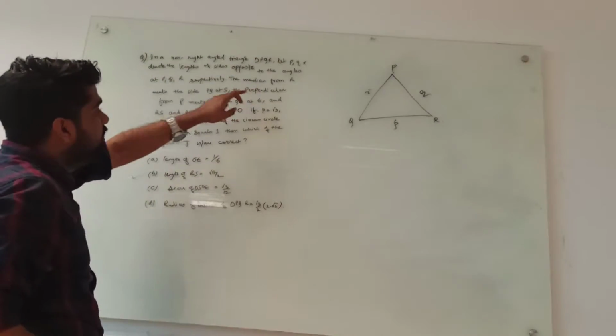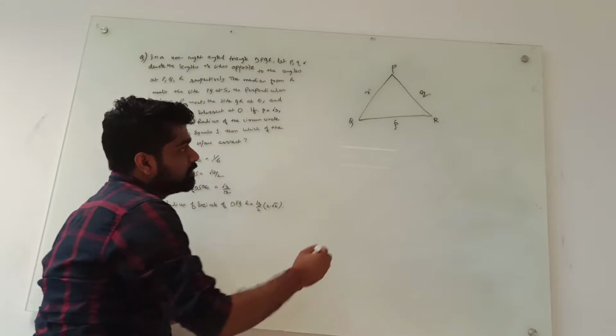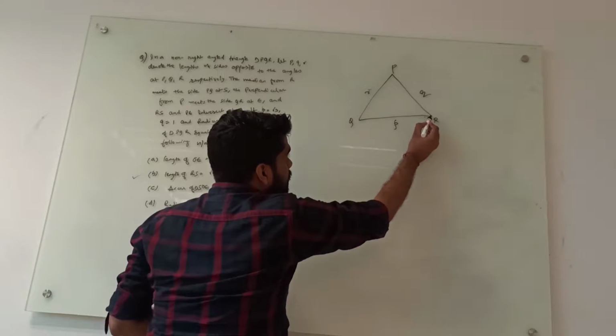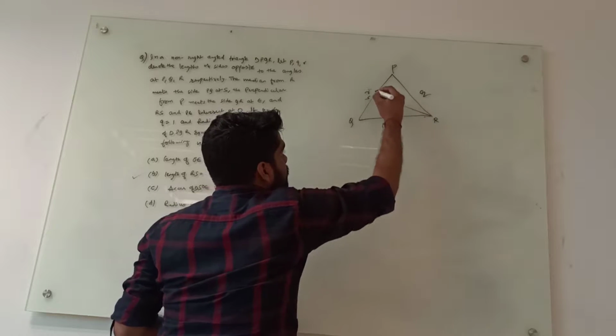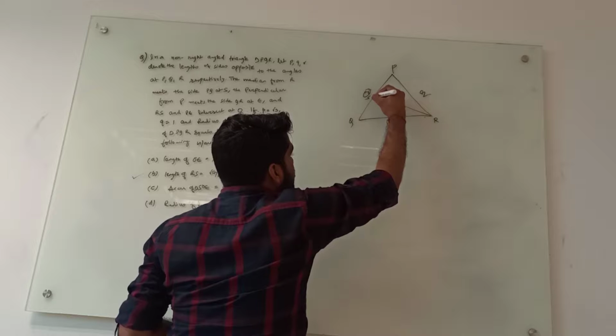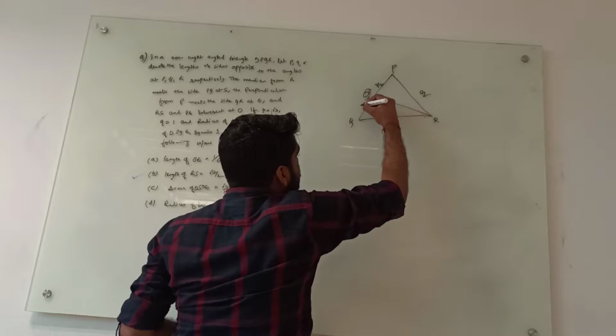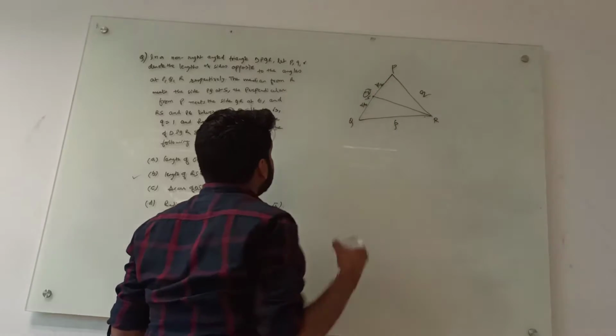Now the median from R meets the side PQ at S. So if I am drawing a median from here, can I draw it like this? It will be meeting the side PQ at S. Because this is R, the median divides the opposite side into two equal parts, so this will become the midpoint.